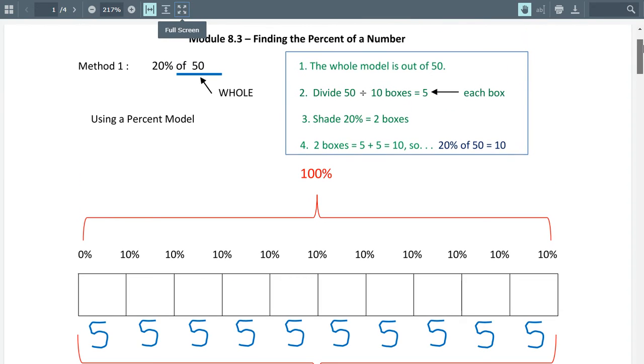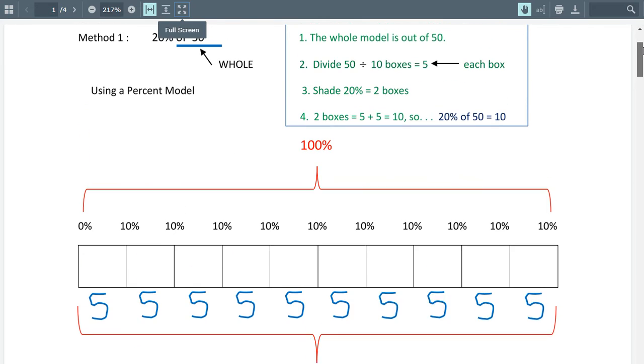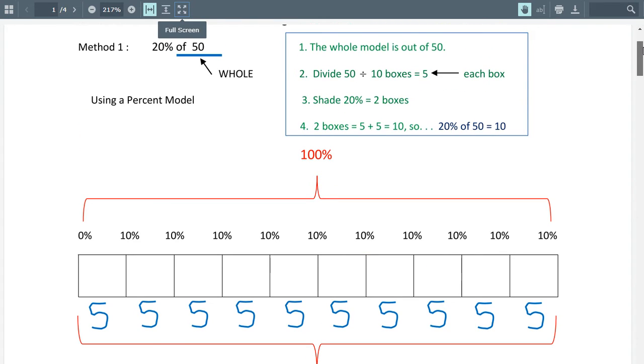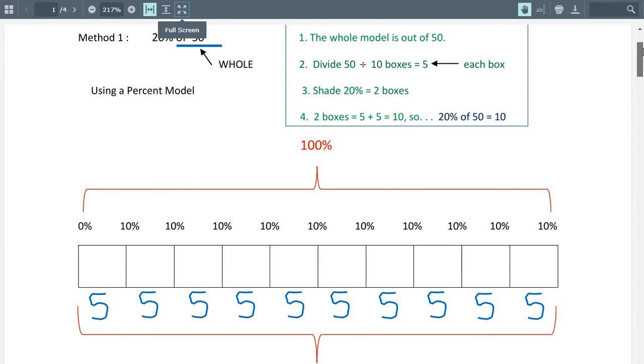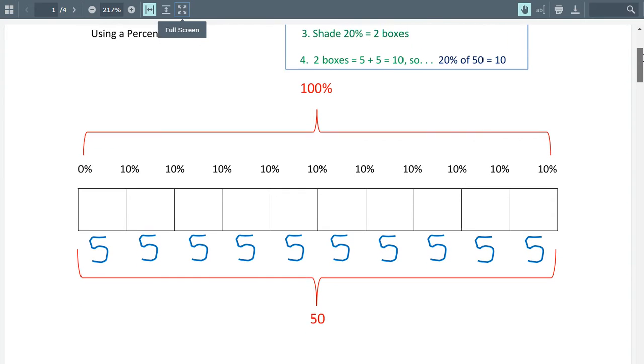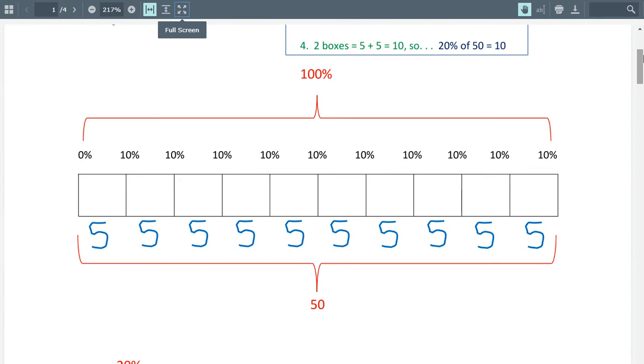Now we said that it's out of 50. So look at step 2, we're going to take 50 and divide it up by the 10 boxes. That means each box represents 5. So remember, the whole thing's out of 50, divided by 10, 5. Each one represents 5. What that means is 10% of 50 is 5. Another 10% of 50 is another 5.